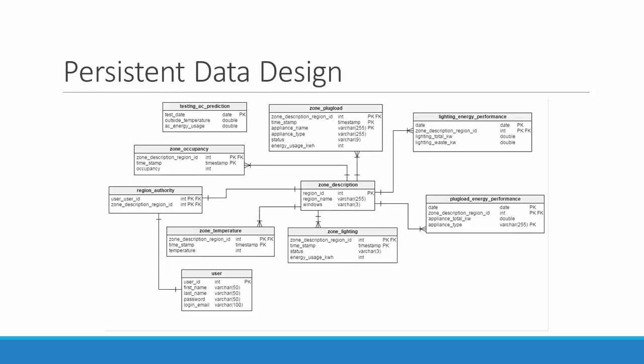This is the ER schema of our database. The zone lighting table serves to provide information on the lighting energy performance of a zone, useful for the statistics. And we also have the testing AC prediction table, which provides training data in order to test the prediction of energy usage by air conditioning.